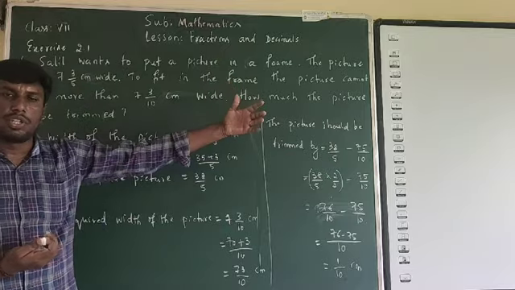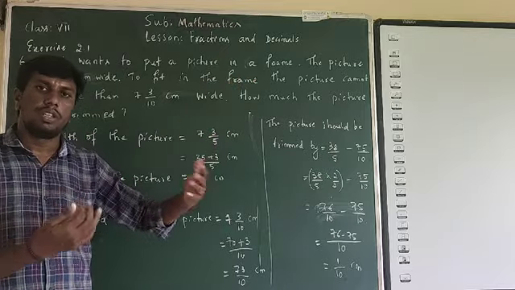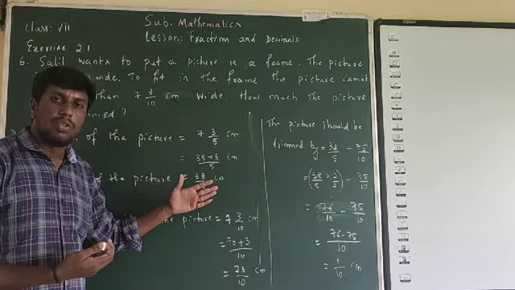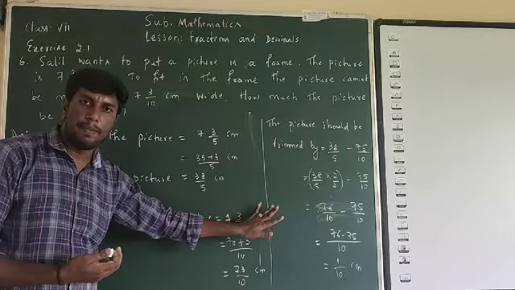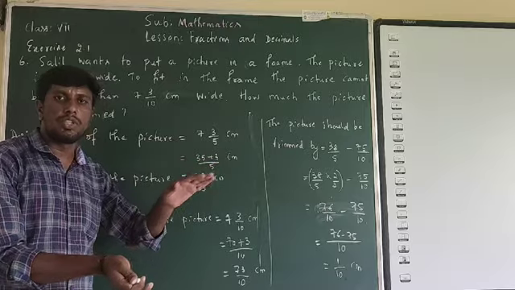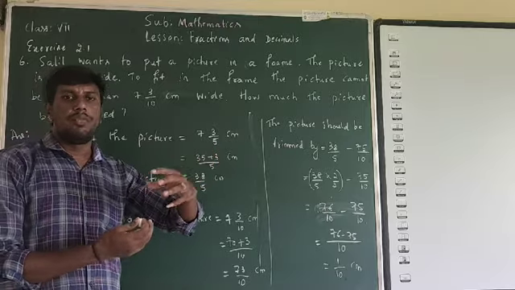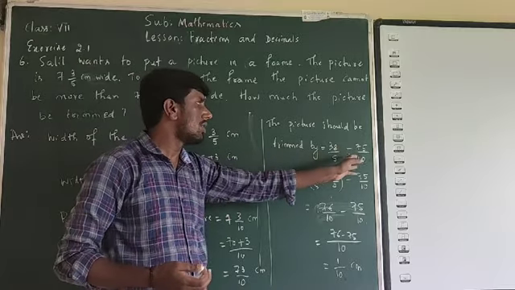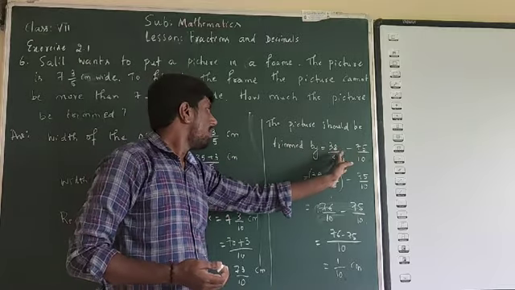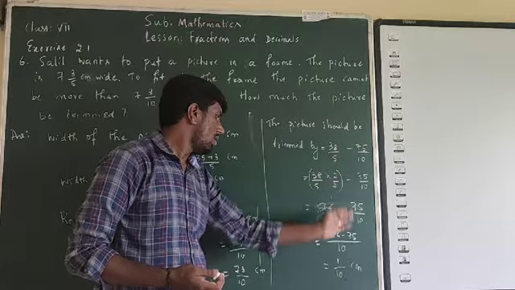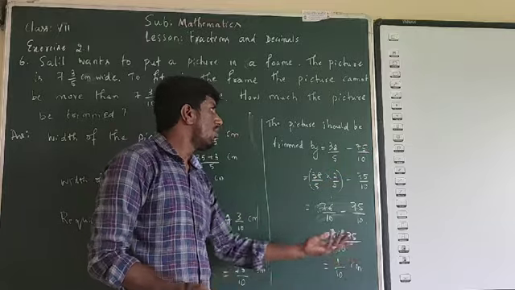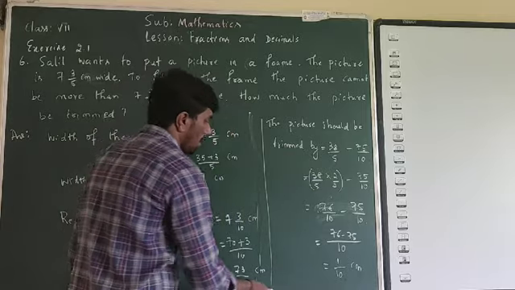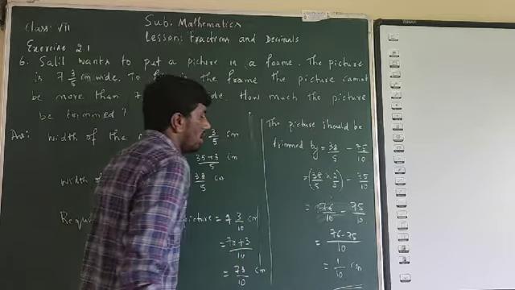Okay, so how to find that? Take the original width of the picture, then the required width of the picture, which will be fitted in the frame. If you take the difference between these two, you will get the width which we need to trim out. Difference is subtraction, right? Bigger value minus smaller value. You are getting 1 by 10, which will be the width we need to trim. So this will be the answer, 1 by 10 centimeter.